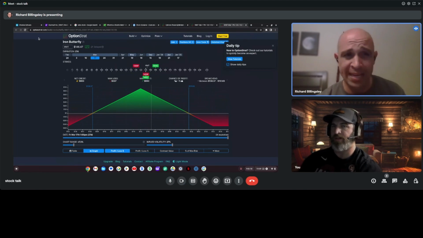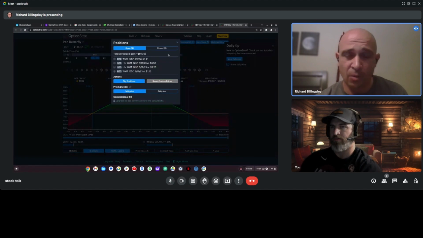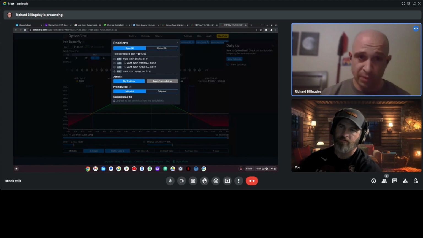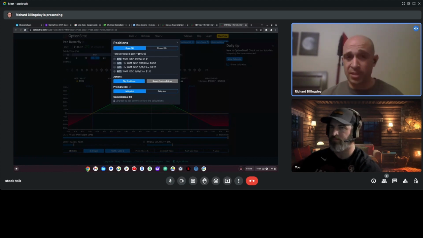You want to click that positions tab real quick? Yeah. If you click on the positions thing, it'll break it down for you. So you buy to open a 135 put, with the date in there, and you sell to open a 145 put with the date. It's all going to be March 17th in this case. Then you sell to open a 145 call, and you buy to open a 155 call.